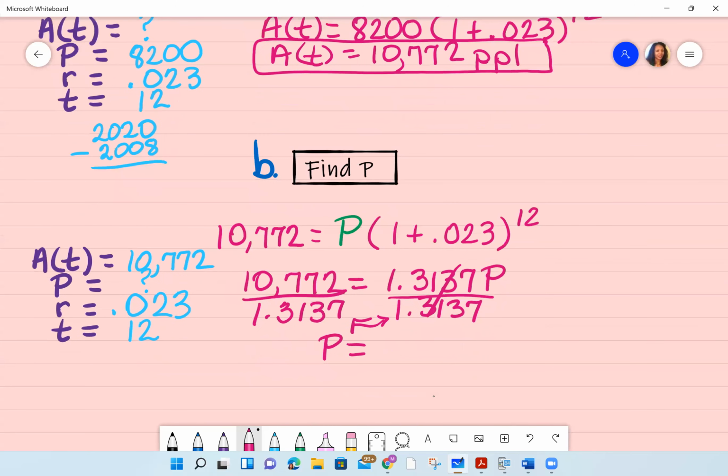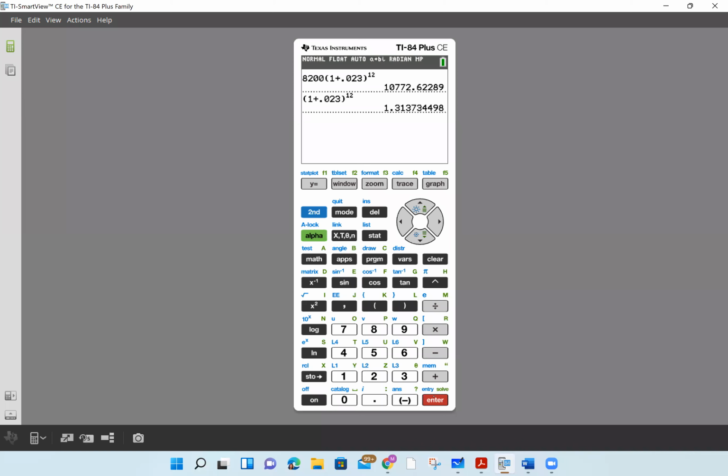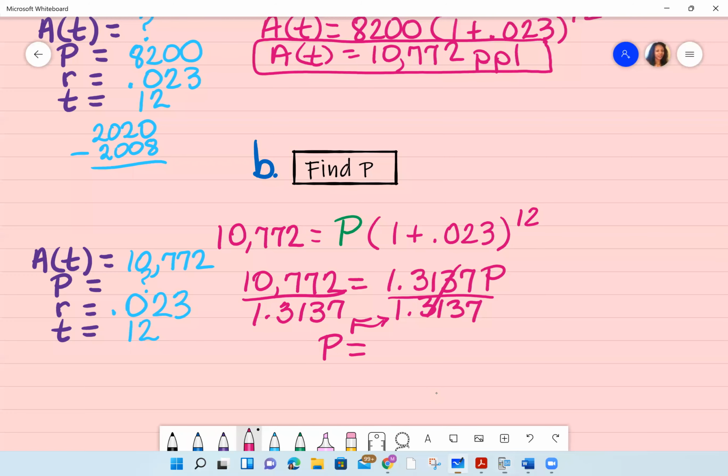So P, and I already know the answer up here, is going to be, let's go to the calculator for those who need to see it. I'm going to take my 10,772 divided by, what I typically do is take the whole answer. So I'm going to go to second, the negative sign, which will copy that answer that's already in the calculator, and hit equal. So here it's showing 8199.5. Normally I would not round it because it's people, but in this case, for consistency purposes, I'm going to round it to 8,200. So that's what my P is.